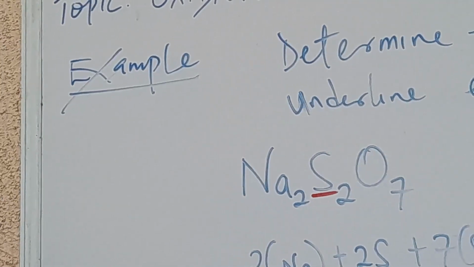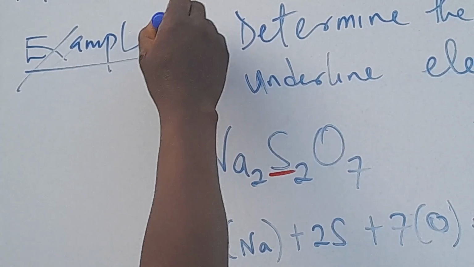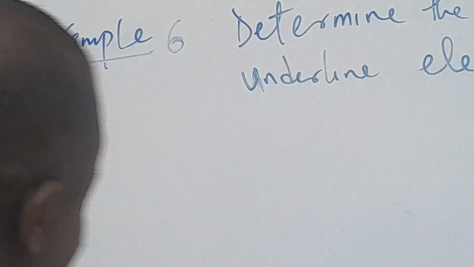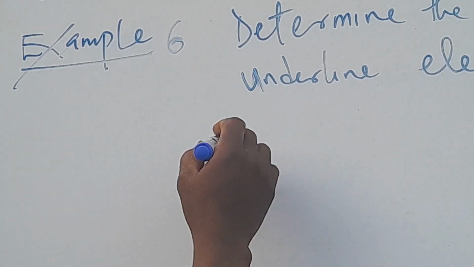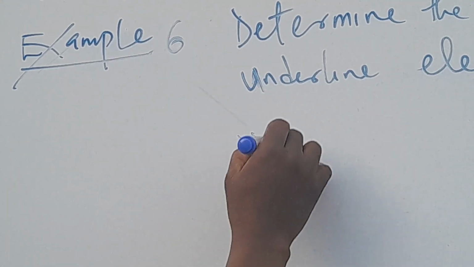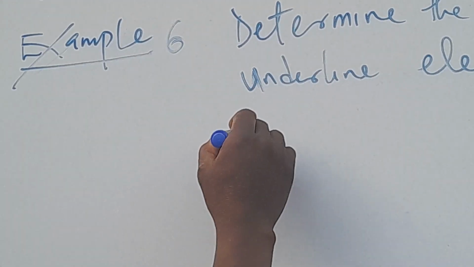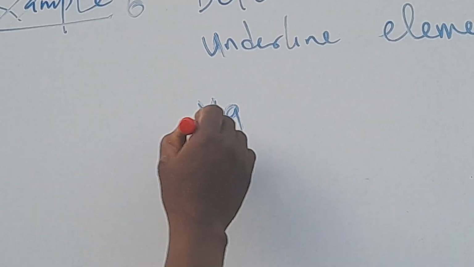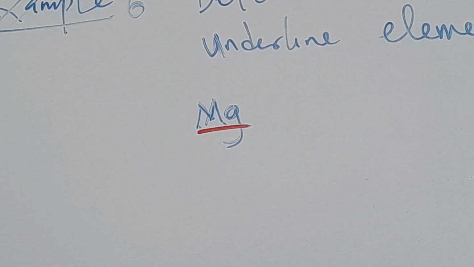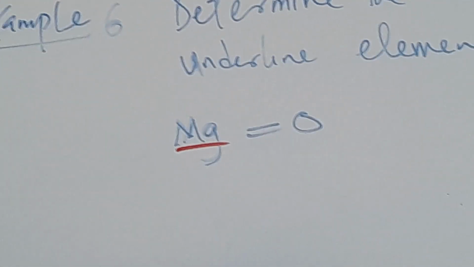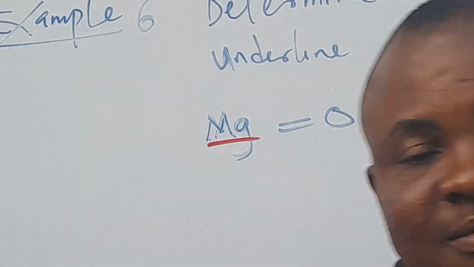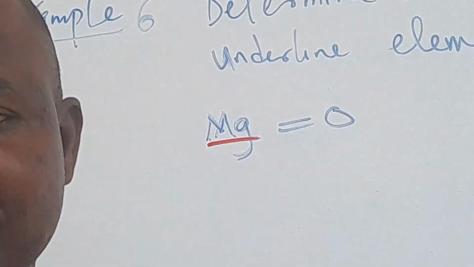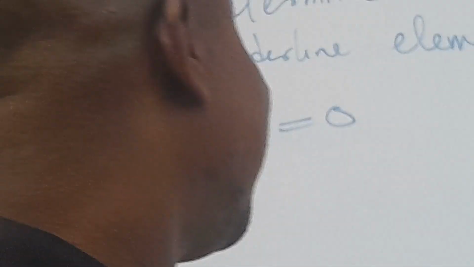Good. Let's look at this. Example 6. Quickly, example 6. What is the oxidation state of magnesium? Let's look at magnesium, for instance. What is the oxidation state of magnesium? It's underlined. The oxidation state is equal to what? 0. That's the rule. It is a neutral what? Atom. Neutral compound, neutral atom. Oxidation state is equal to 0. We are done with that.